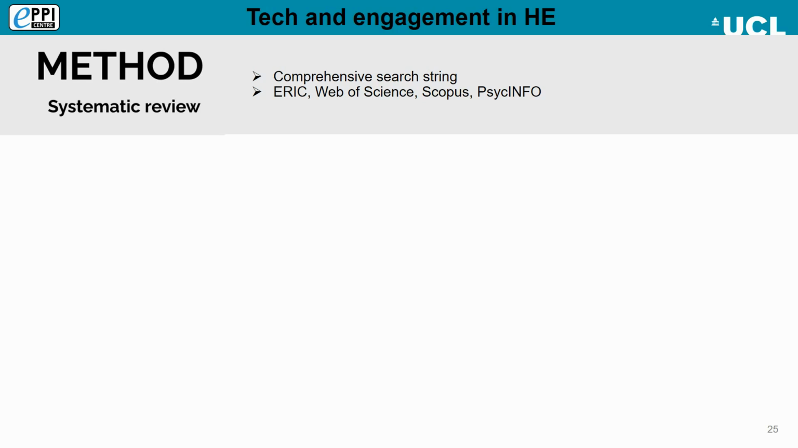We chose to search in 4 databases, namely ERIC, Web of Science, Scopus and PsycInfo, because these have been found to be appropriate and comprehensive in other systematic reviews that have been conducted. And we made sure that we kept a detailed record of the results for each search.